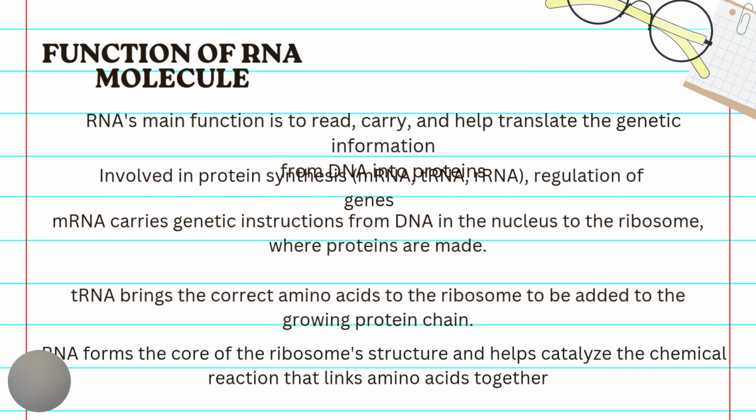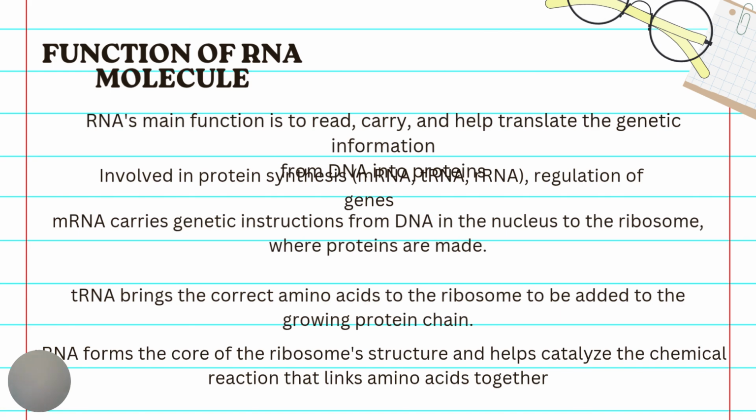RNA's main function is to read that information, carry that information, and help that information to be translated. So it takes that from DNA, and it will be translated into those proteins, and those proteins will then make us. There are three different types of RNA that play a role in protein synthesis: mRNA, which is messenger RNA, tRNA, which is transfer RNA, and rRNA, which is ribosomal RNA.